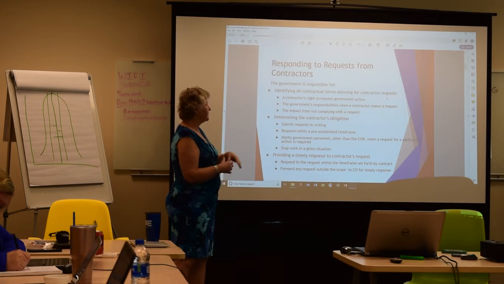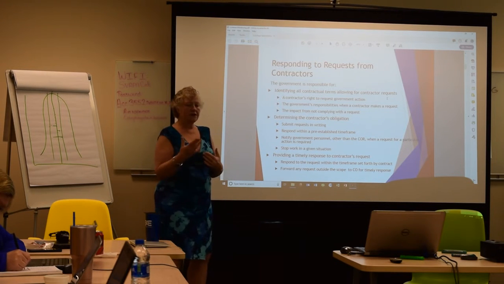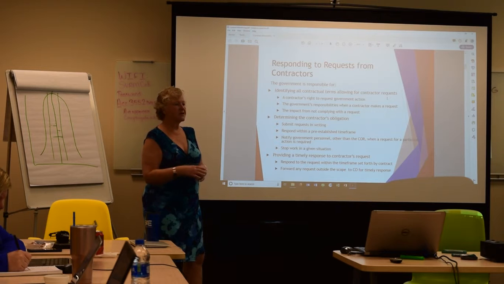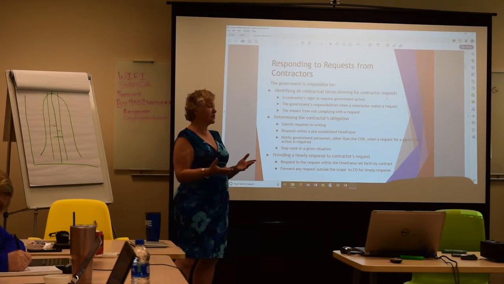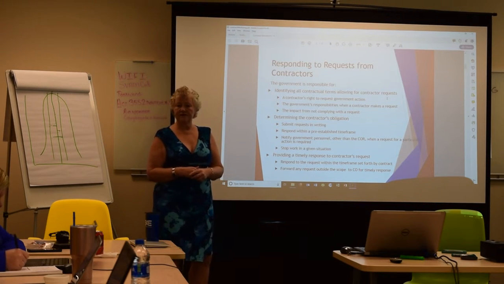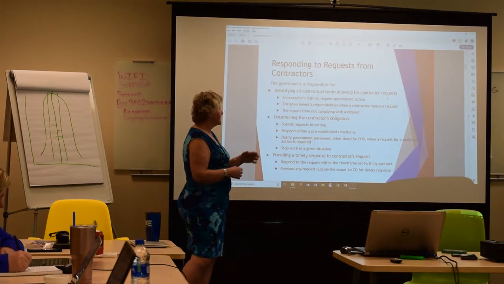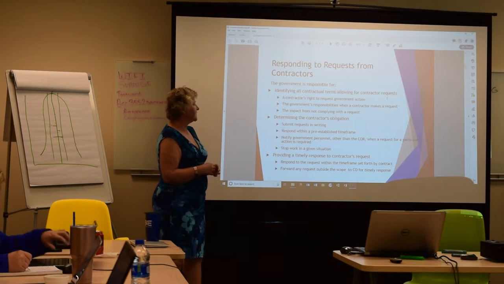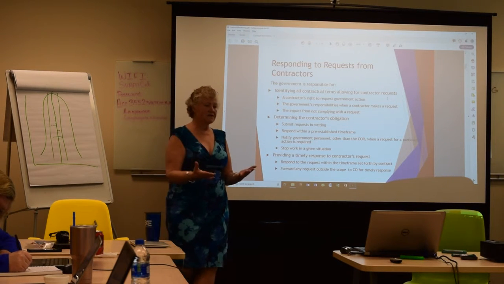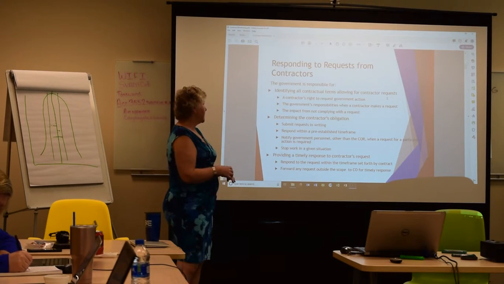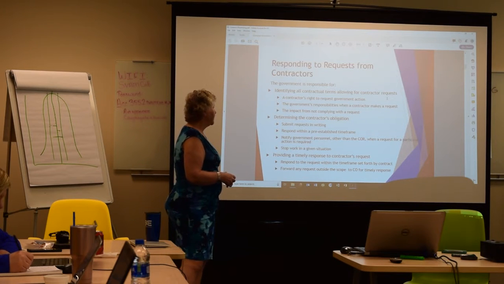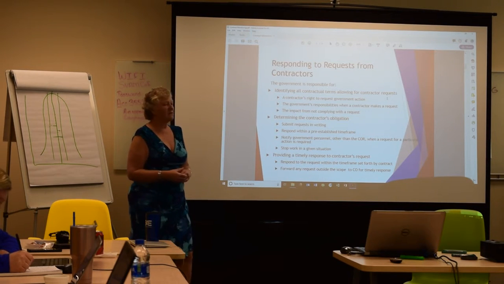Contractors have a right to request government action. So, I sent you this deliverable. You were supposed to take 3 days to respond if there are any changes. It's now day 5. I haven't received anything. I'm requesting that you take action. It's also supposed to document the government responsibilities when the contractor makes a request. So if they're asking for information, the CO has to get back to them. The COR has to get back to them. And then the impact from not complying with the request.